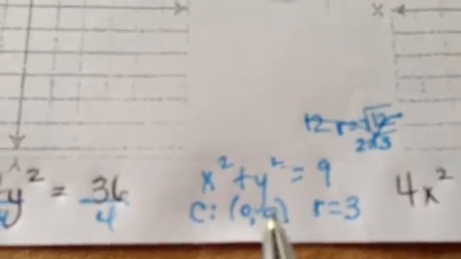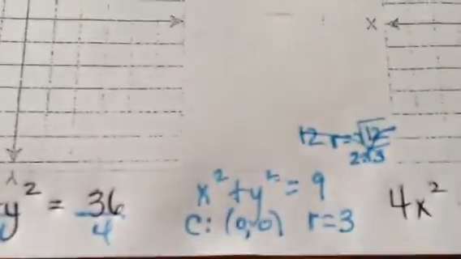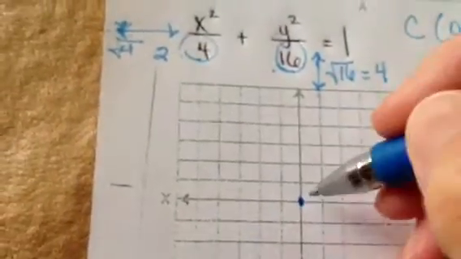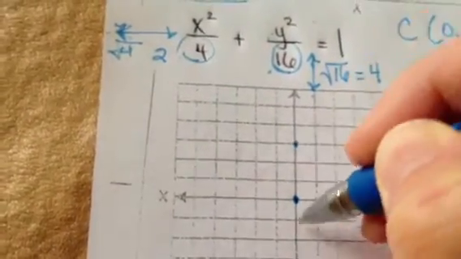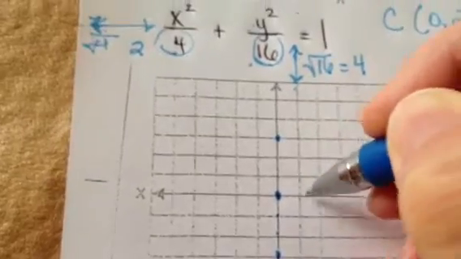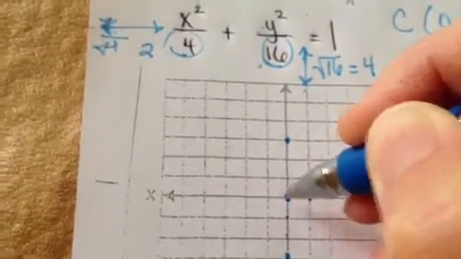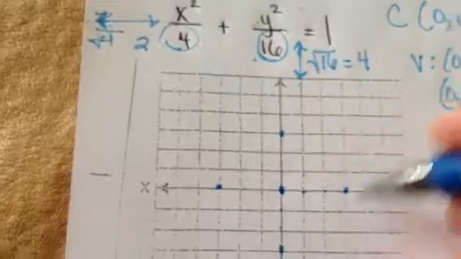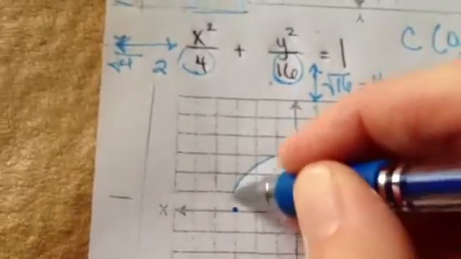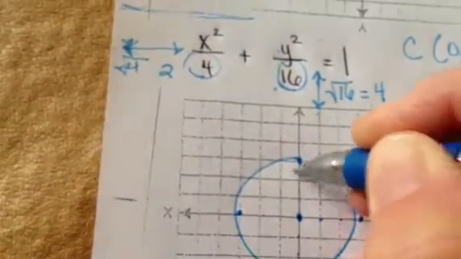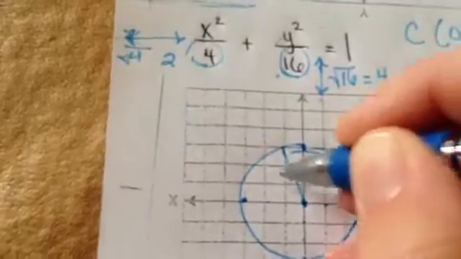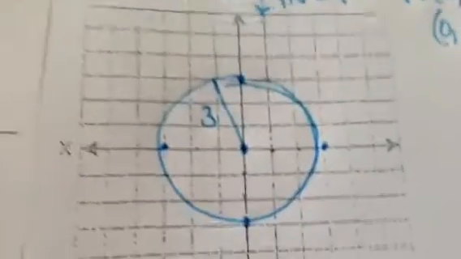Okay, so how do we graph this? Go to your center, which is 0, 0. And my radius was 3, so I'm going to go up and down 3. 1, 2, 3, 1, 2, 3. I'm going from the center, 1, 2, 3. Notice they're all the same distance around, which is how you define a circle. And again, find some radius, I don't care what, but label it 3.